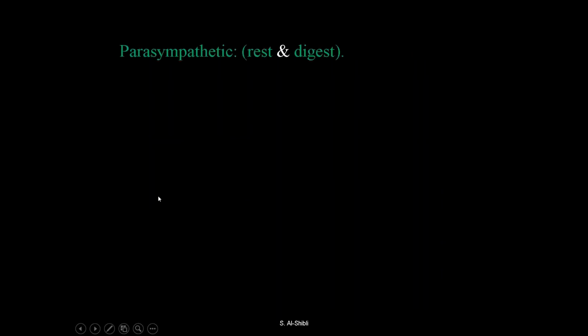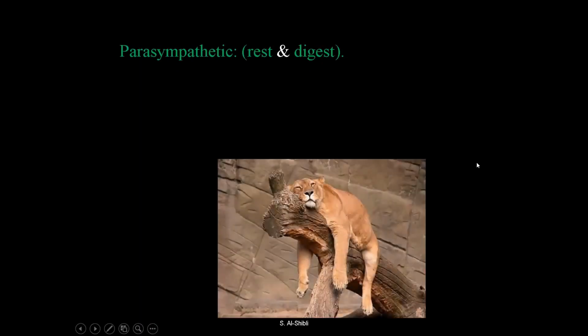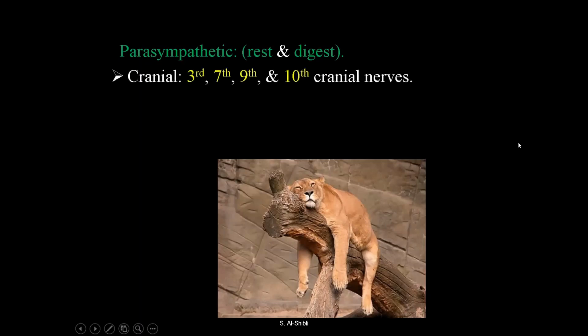Okay, and also we have the parasympathetic, or we call it rest and digest. Exactly what this tiger or lion is doing after having a heavy meal. Now all the things are dominated by the parasympathetic, the rest and digest. The flow of the parasympathetic usually comes from two components, the cranial and sacral. Mainly the cranial comes from the 3rd, 7th, 9th, and 10th cranial nerves, and the sacral coming from S2, S3, S4.